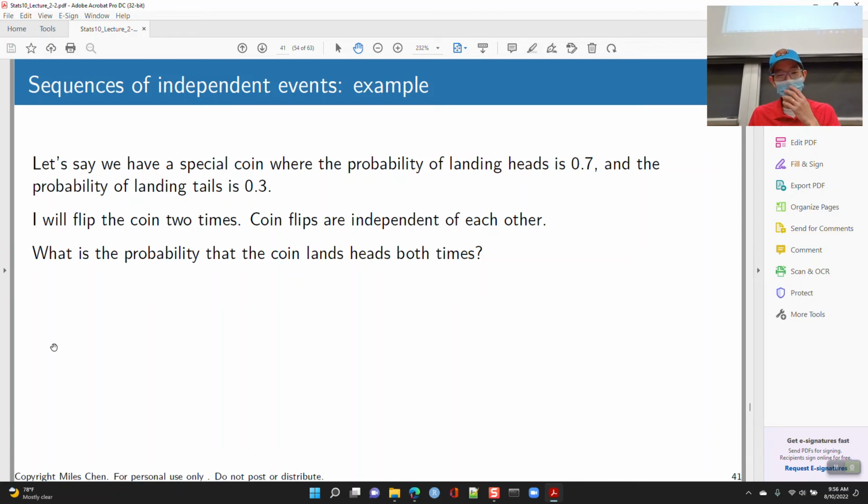So let's say we have a special coin, and the probability of landing heads is 70%, and the probability of landing tails is only 30%. So this is some kind of coin where it's not equal chance of landing heads or tails. What we're going to do is flip the coin 2 times, and we're going to say coin flips are independent of each other. Here, what is the probability that the coin lands heads both times?